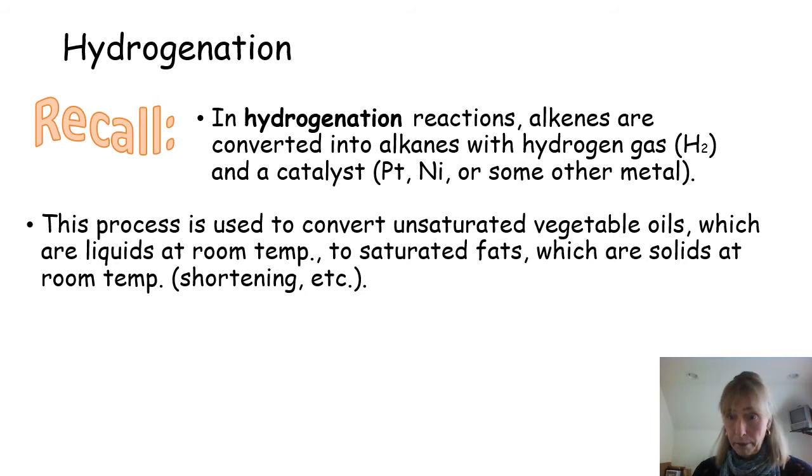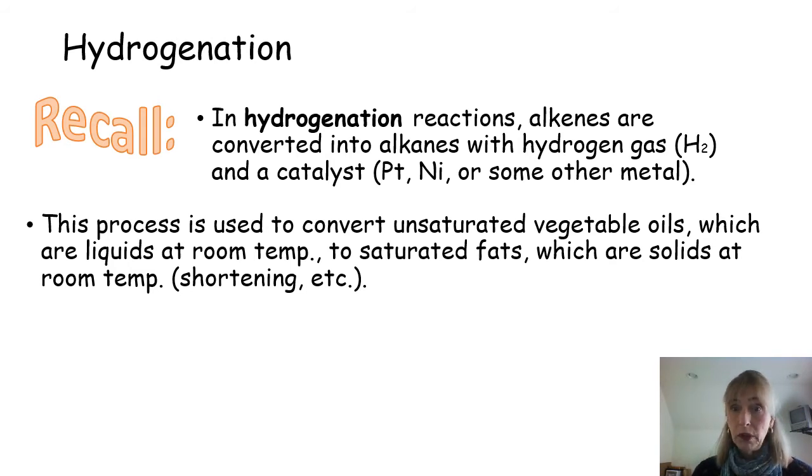And how is this process used with our triacylglycerides? Well, this process is used to convert unsaturated vegetable oils. Remember, the vegetable oils are unsaturated. They're liquids at room temperature. Well, if we hydrogenate them, we're going to get rid of the double bonds, or some of the double bonds, and that then converts them to saturated fats. And the saturated fats, remember their physical properties, they're solids at room temperature.